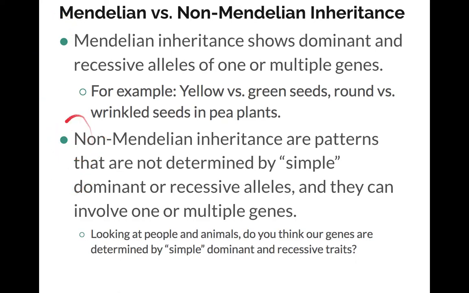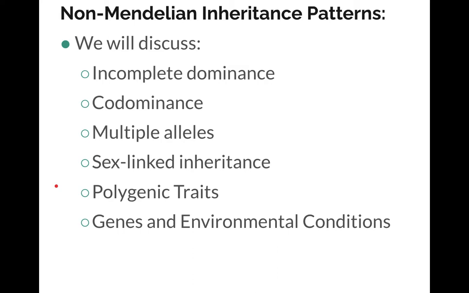As a matter of fact, we're going to look at a couple different inheritance patterns that will involve us today. So we will discuss incomplete dominance, codominance, multiple alleles, sex-linked inheritance, polygenic traits, and genes and environmental conditions. So again, this is a lot of information. On your guided notes, make sure to really write out and show your work so that way you can recall and understand what you did in the next class.